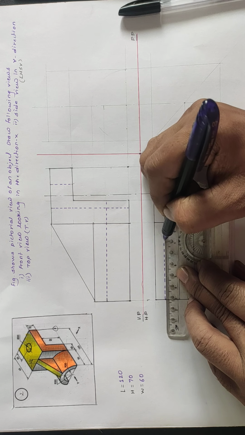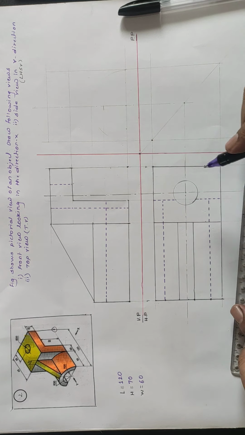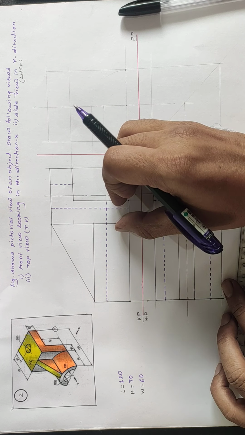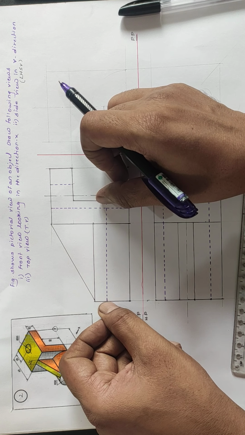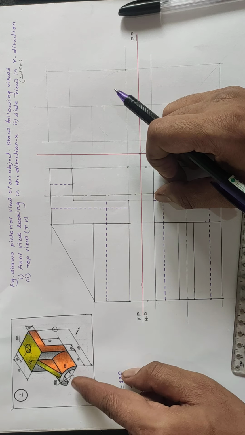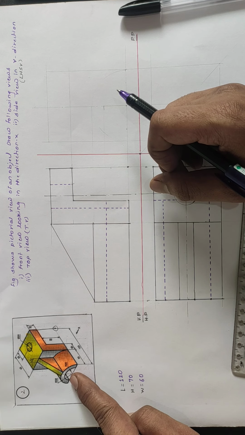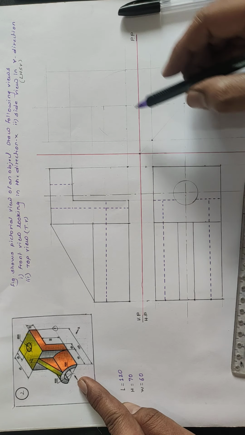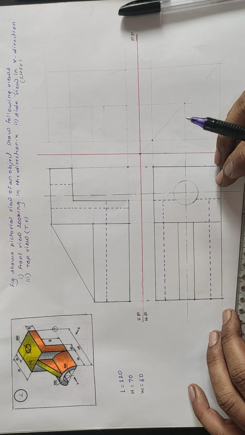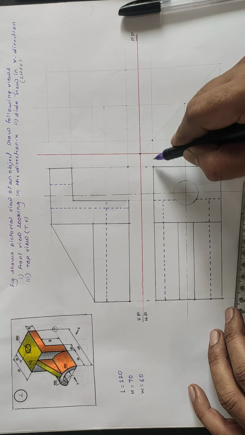In the top view we cannot see this cavity, so up to the next dotted line we are going to complete. So this thickness, the same dotted line length is present in the top view also. We cannot see this cavity in the front view or the top view. We can see this cavity in the side view. Okay, so this is the final top view. Similar way we can complete the side view.